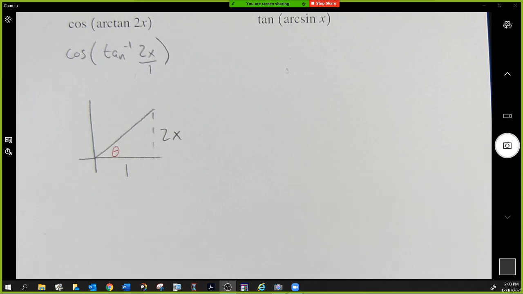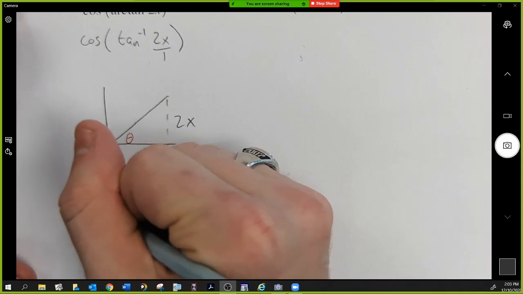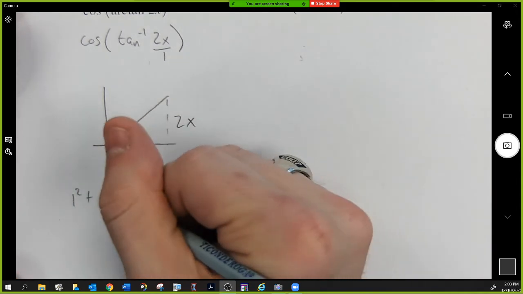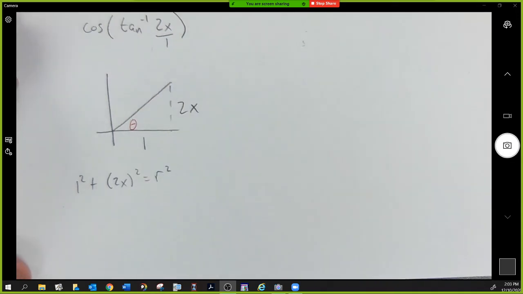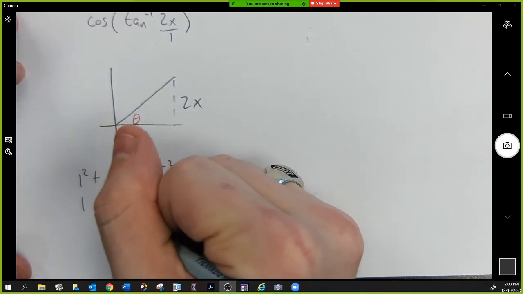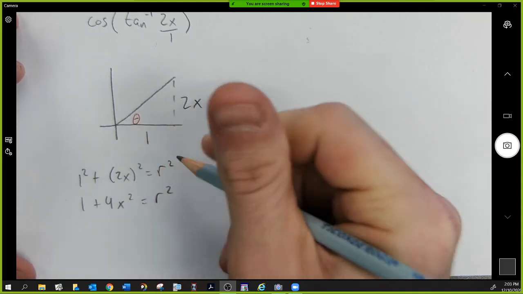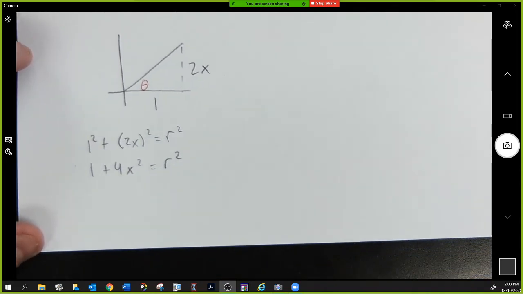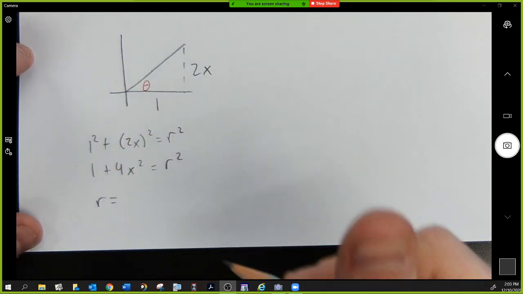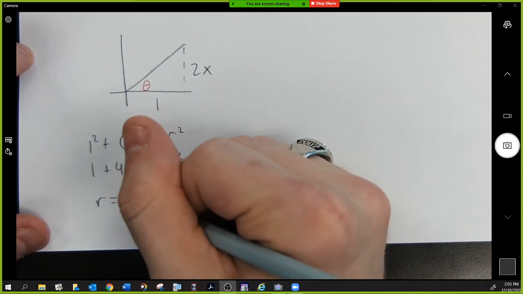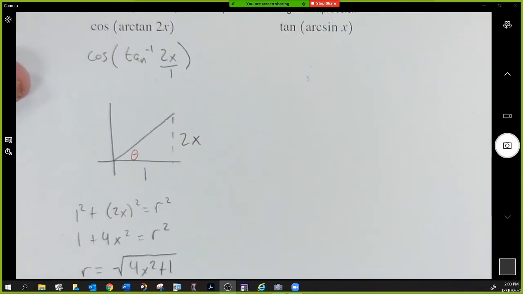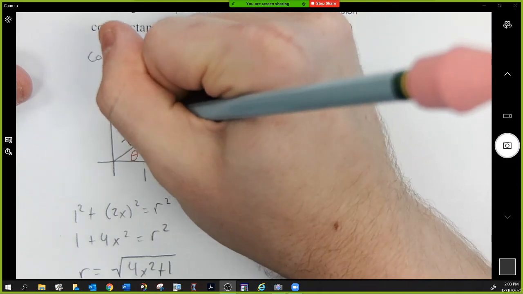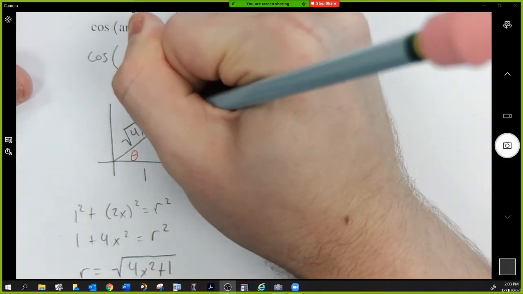I have two of the sides. How do I find the third one? Yeah, the Pythagorean theorem. So I'm going to say 1 squared plus, and be really careful here, use parentheses, (2x) squared equals, I'll say r squared. Because this is going to give me 1 plus 4x squared equals r squared. Take the square root of both sides. Find out that r is, I'm going to say 4x squared plus 1. And yeah, radius is always positive. So this is the square root of 4x squared plus 1.